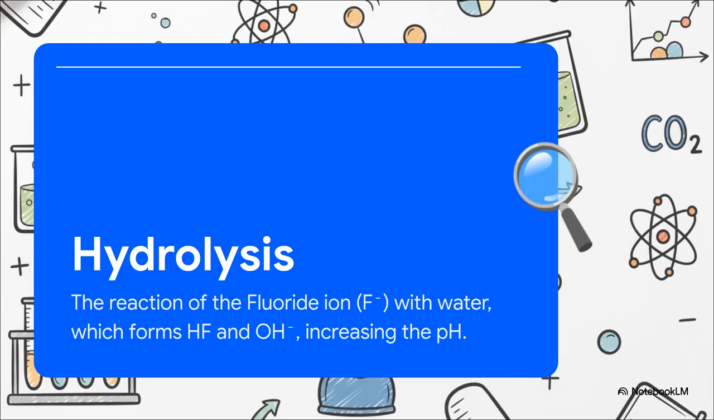And that brings us to this critical idea, hydrolysis. See, the fluoride ion is what's called a conjugate base of a weak acid. So when it's floating around in water, it's strong enough to actually rip a hydrogen ion right off a water molecule. And what's left behind when water loses a hydrogen? A hydroxide ion, OH-. And what does hydroxide do? It makes a solution more basic, which means a higher pH.